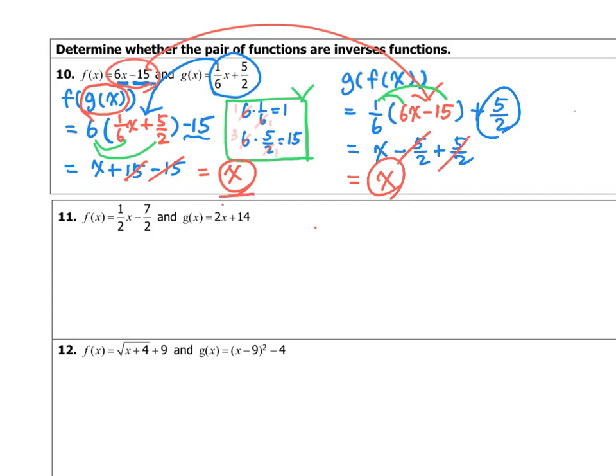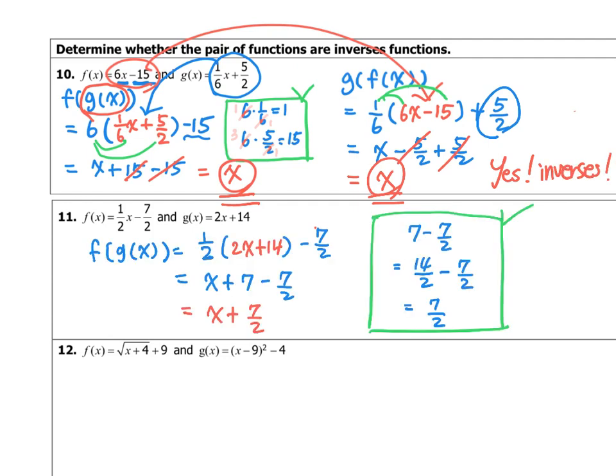So since both came out as x as their result, yes, they are inverses. Number 11, the result came out x plus 7 over 2, which did not come out as x. So this is not inverse.